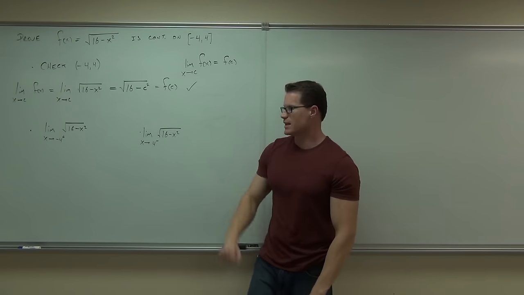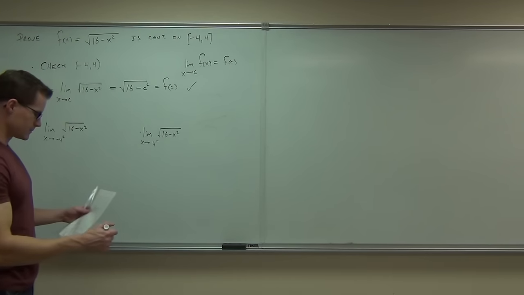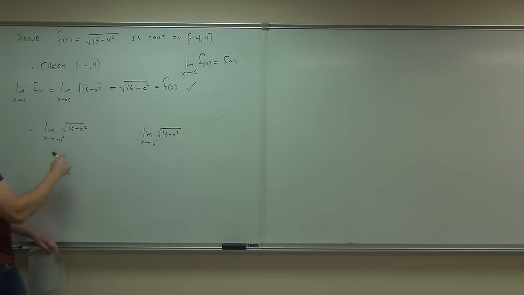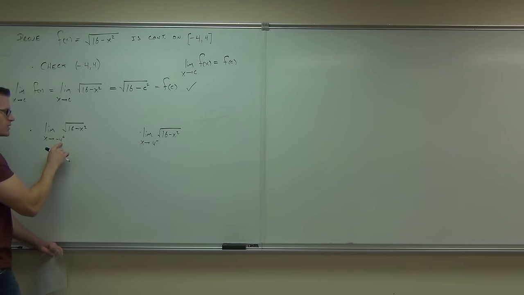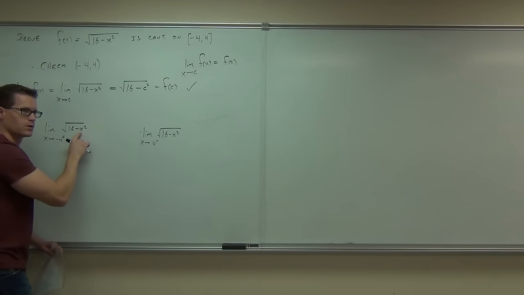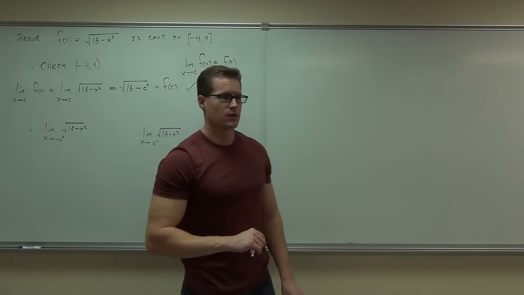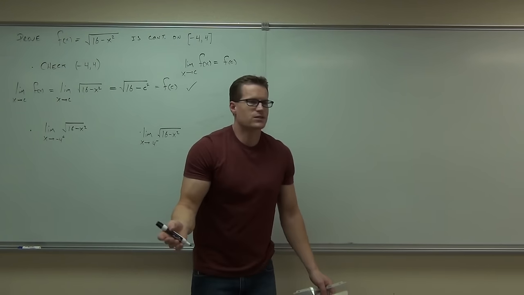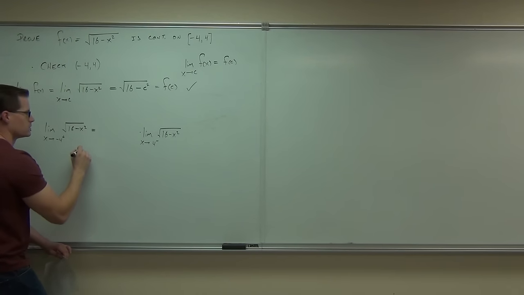Now, as far as the one-sided limits go, if we're going from the right to negative 4, we're getting really, really close to negative 4. Would it be okay if I just plugged in negative 4? What's 16 minus negative 4 squared? Zero. Can you get a 0 inside of a square root? Is that acceptable? Then yeah, that's a one-sided limit. That's going to exist as well. So this is going to equal 0.